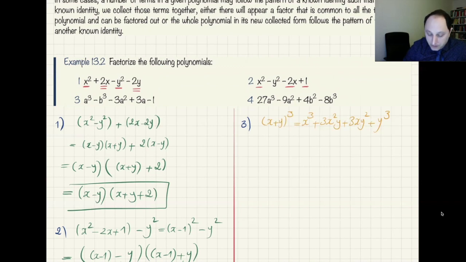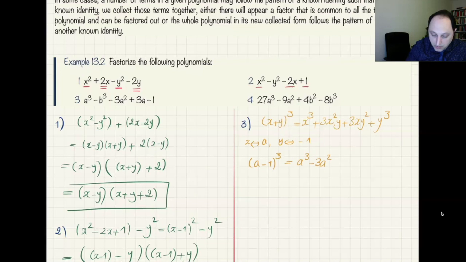Here, if I change x with a, and if I change y with minus 1, let us see what happens. So then this becomes (a minus 1) to the 3. So what I'm doing, I'm replacing x with a, I'm replacing y with minus 1. Then you immediately realize that this identity becomes a to the 3 minus 3a squared times 1.